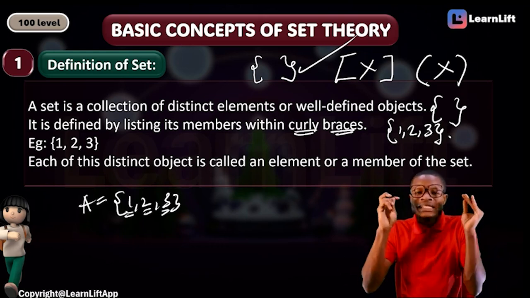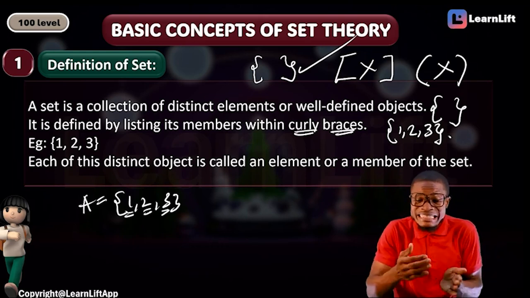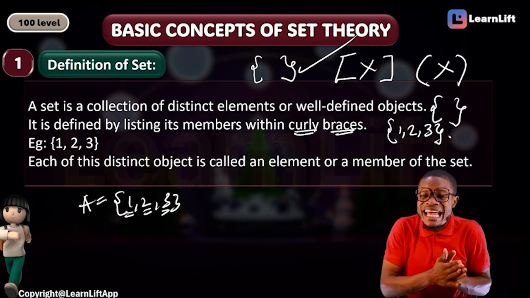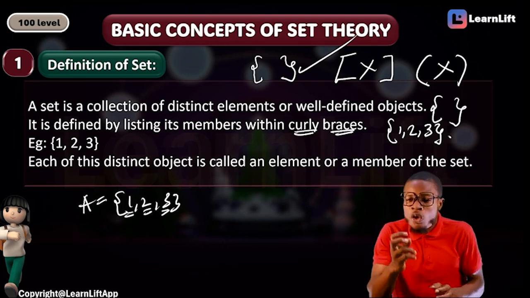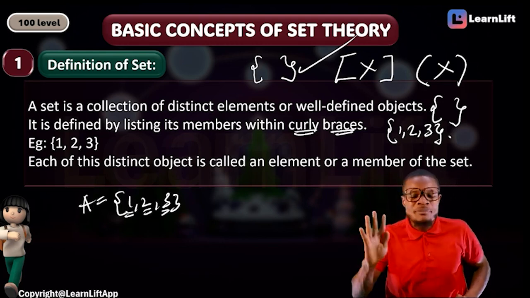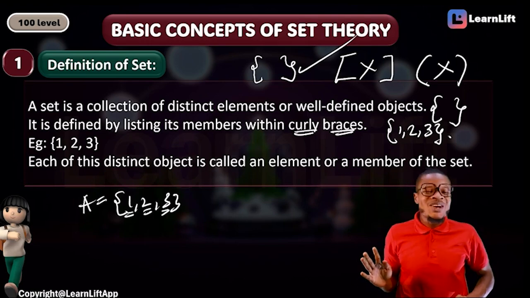Again, don't forget, what is a set? A set is defined as the collection of distinct elements or the collection of well-defined objects. That's a simple definition for a set. We're going to go through 20 of these basic concepts.